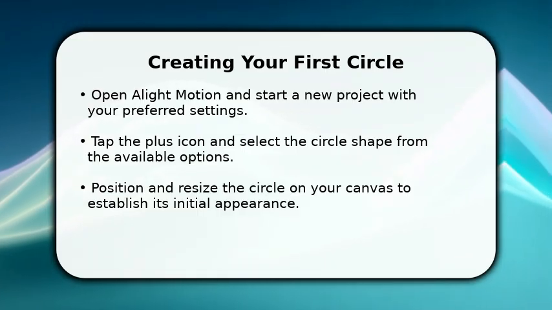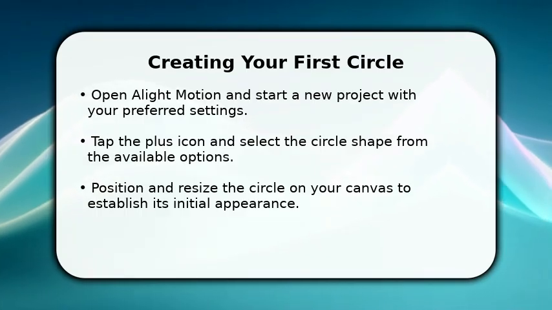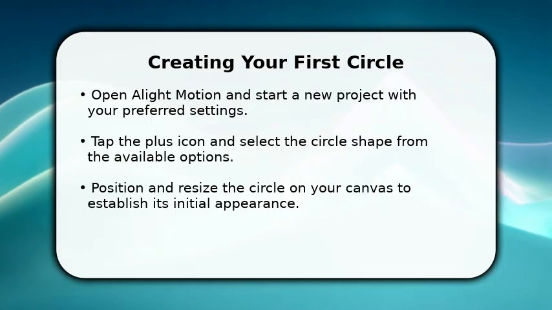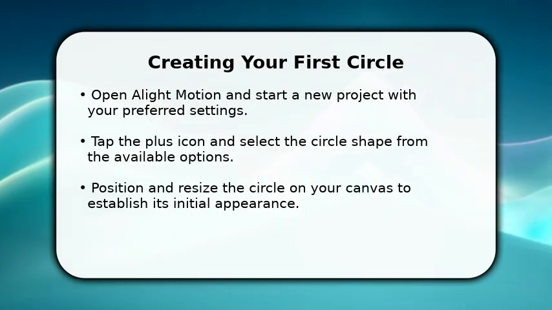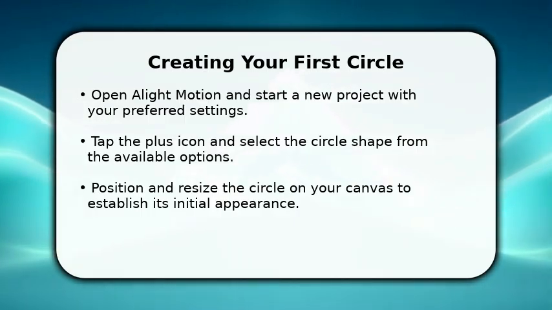Tap the plus icon at the bottom center of your screen. Select the shape option and choose the circle. Adjust its size and position on the canvas as desired. This forms the foundation for your animated element, setting the stage for movement and visual flair. Remember to choose a suitable background color for contrast.